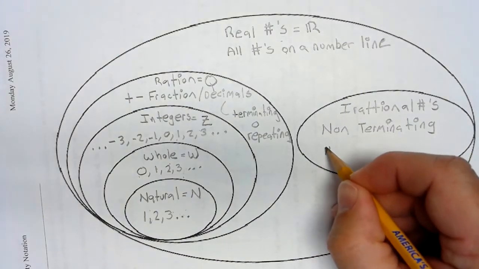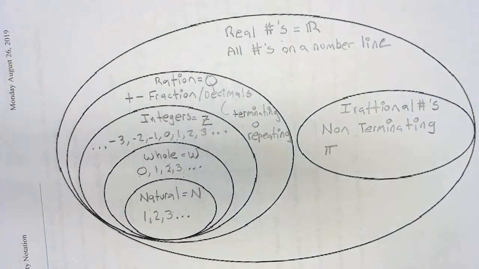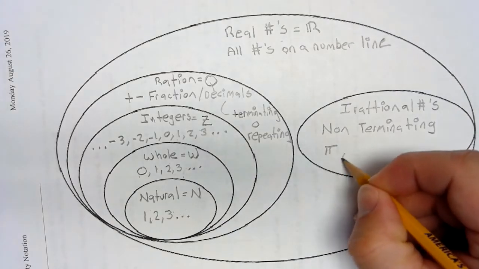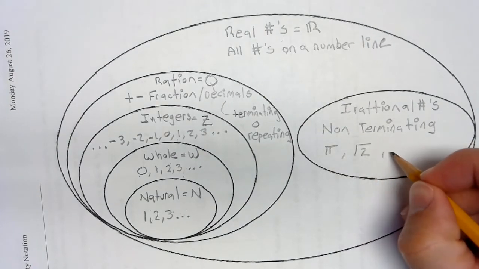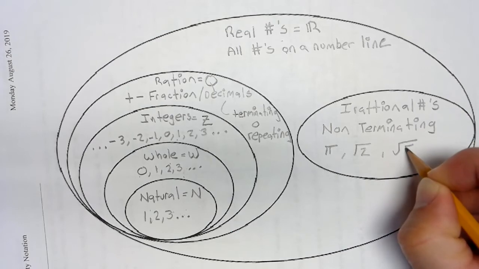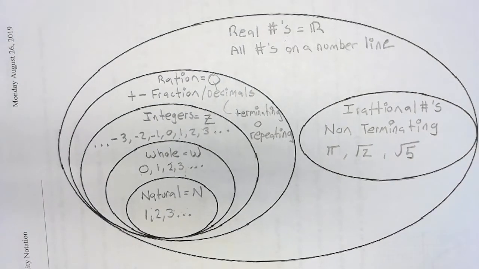So pi is the most famous of the non-terminating decimals. There is no end to pi. It's 3.14 and so on and so on. Okay, the square root of 2 and the square root of 5 are examples of non-terminating decimals.